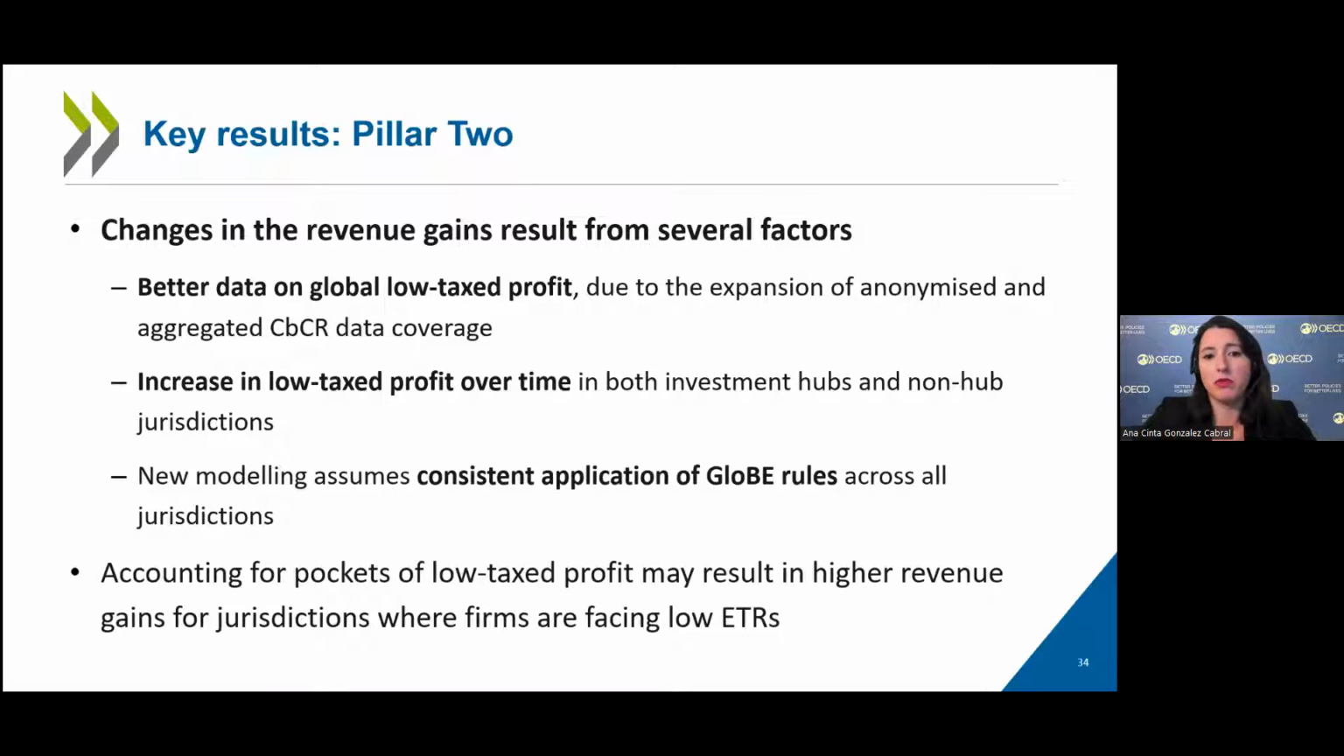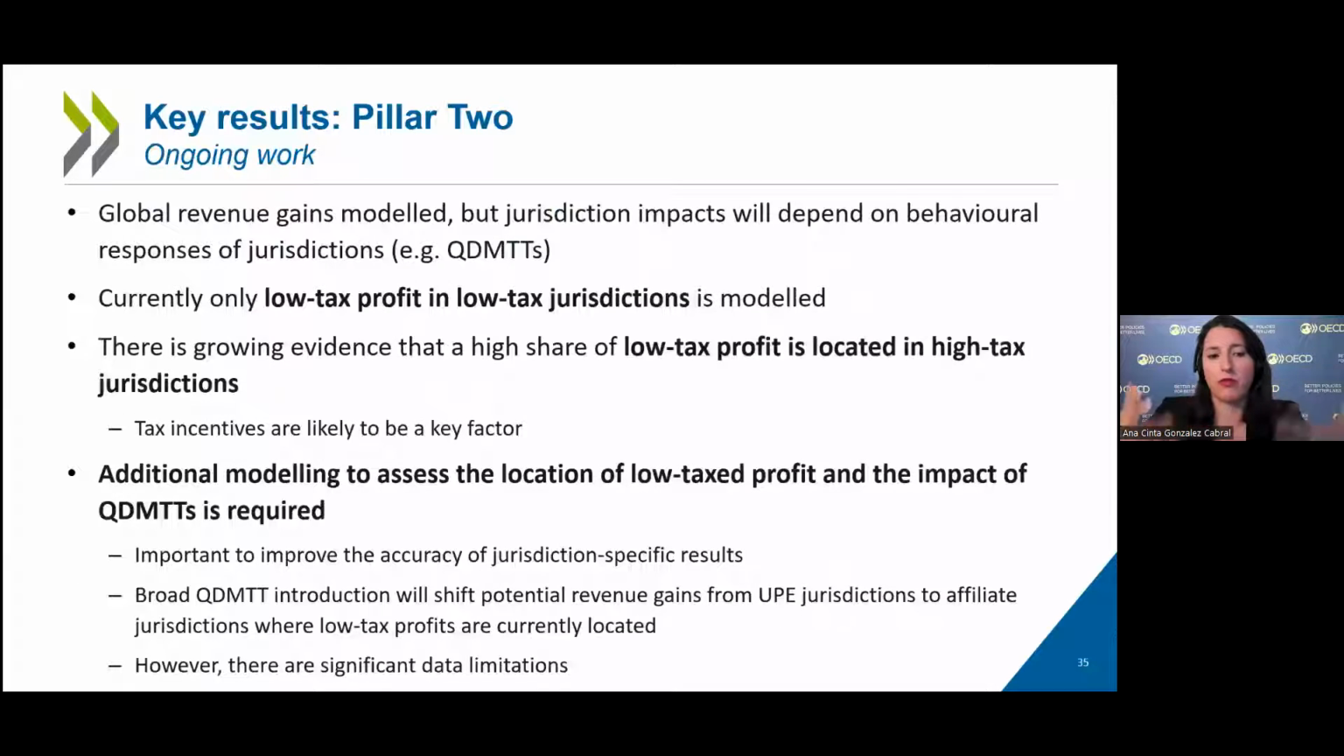As I mentioned beforehand, we are looking at the global revenue gains arising from Pillar 2. Computing this overall revenue gain is slightly easier than computing the distribution of these revenue gains by country. The reason it's relatively easier is that part of the distribution of these revenue gains by country would depend on the jurisdictions' behavioral reactions. I'll move to the next slide to explain what type of ongoing work we are doing to provide a better understanding of this distribution of revenue gains.